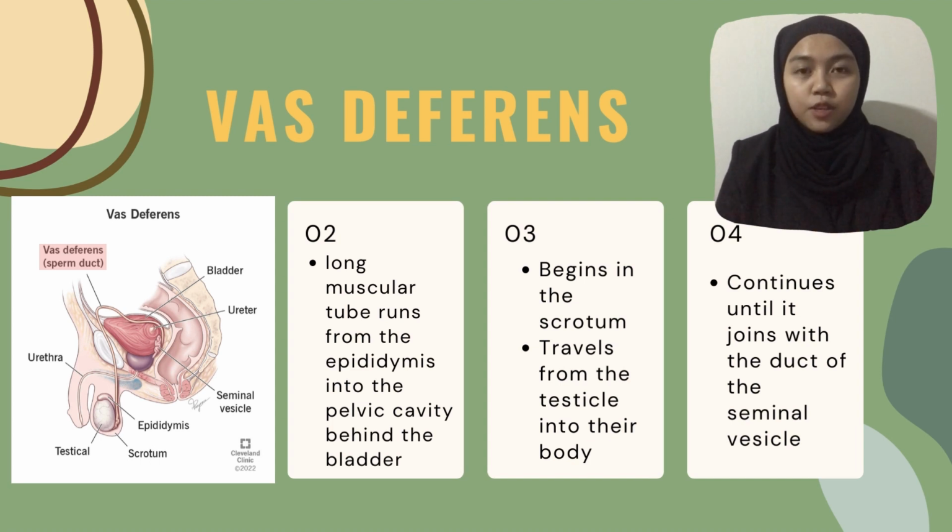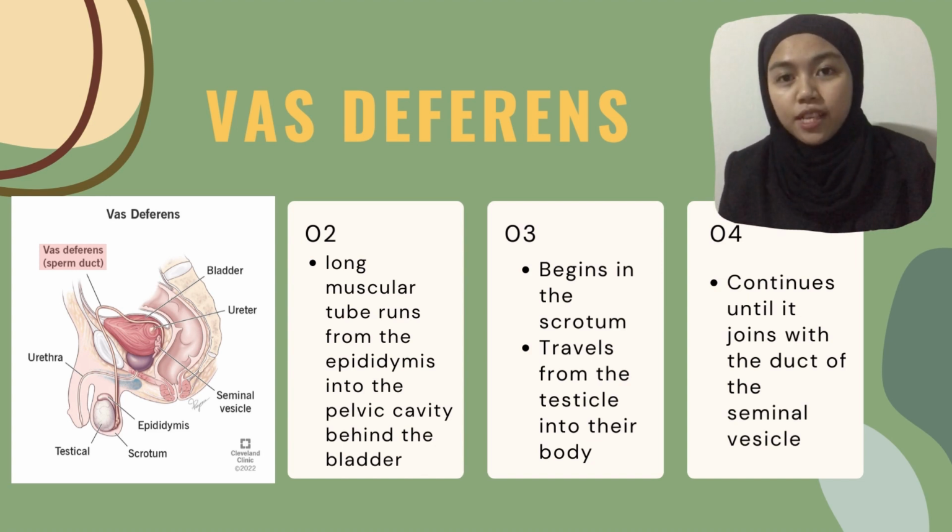The vas deferens, in the singular called a ductus deferens or a sperm duct. The two vasa deferentia are part of the male reproductive system. This long muscular tube runs from the epididymis into the pelvic cavity behind the bladder and connects to the urethra through a structure called the ejaculatory duct. The male vas deferens is surrounded by the spermatic cord and transports mature sperm to the urethra before they ejaculate.